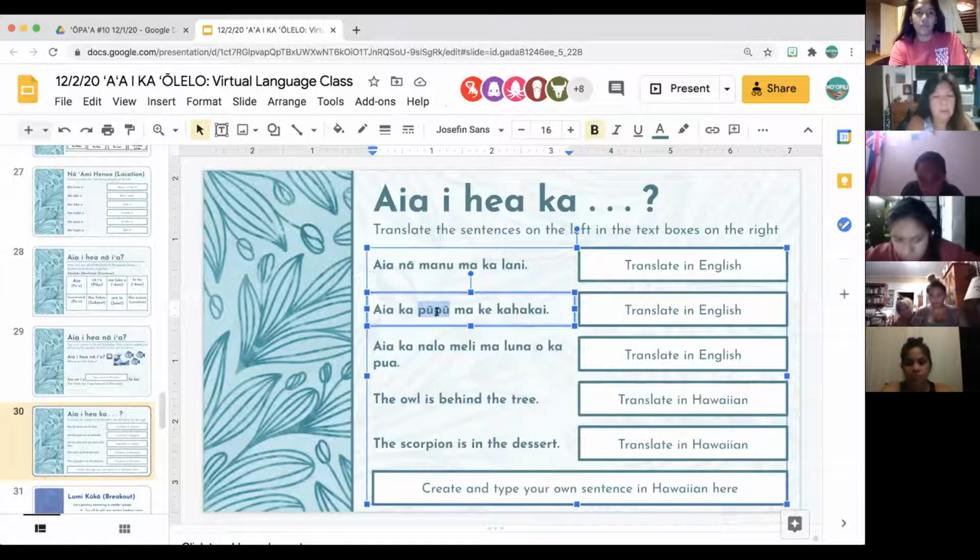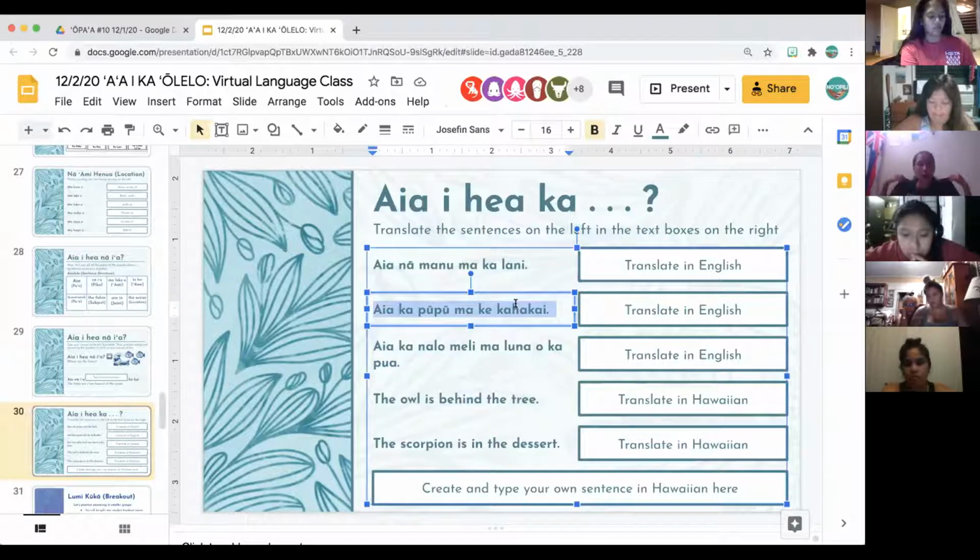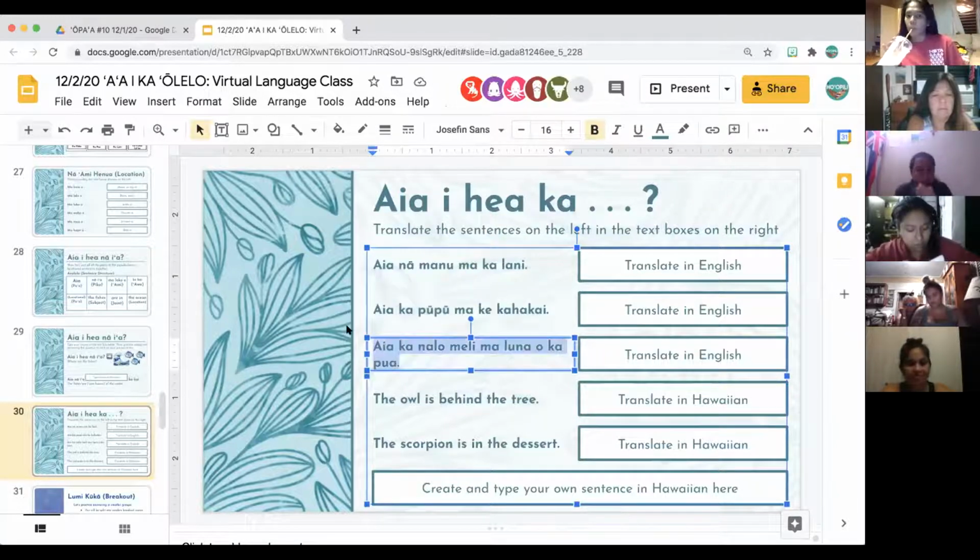Let's have, I think everyone went, but let's have Hea. You want to try? You're talking about aia ka nalo meli ma luna o ka pua. No, this one. Aia ka pupu ma ke kaha kai. The shell is at the seashore. Mm-hmm. For the beach, yeah. The beach. Yeah. The next one, let's see what you guys get.